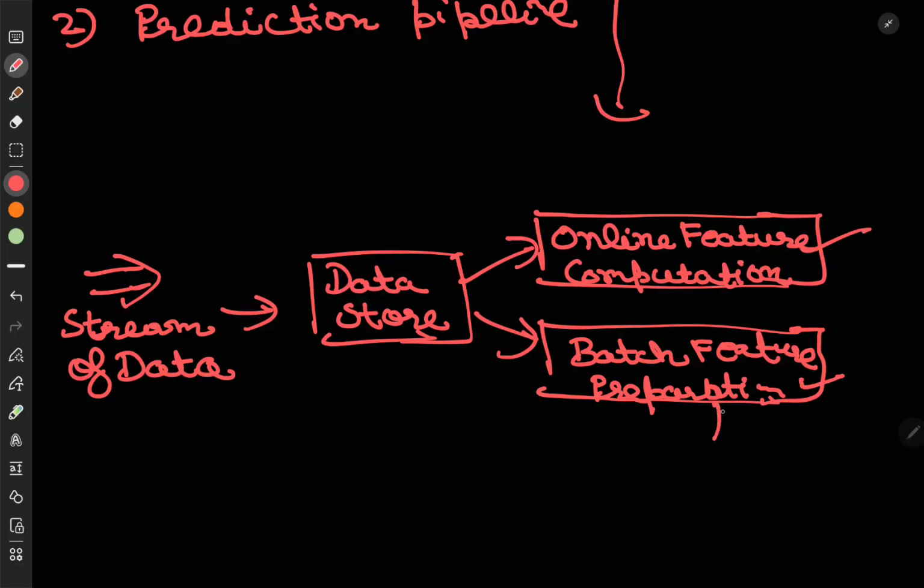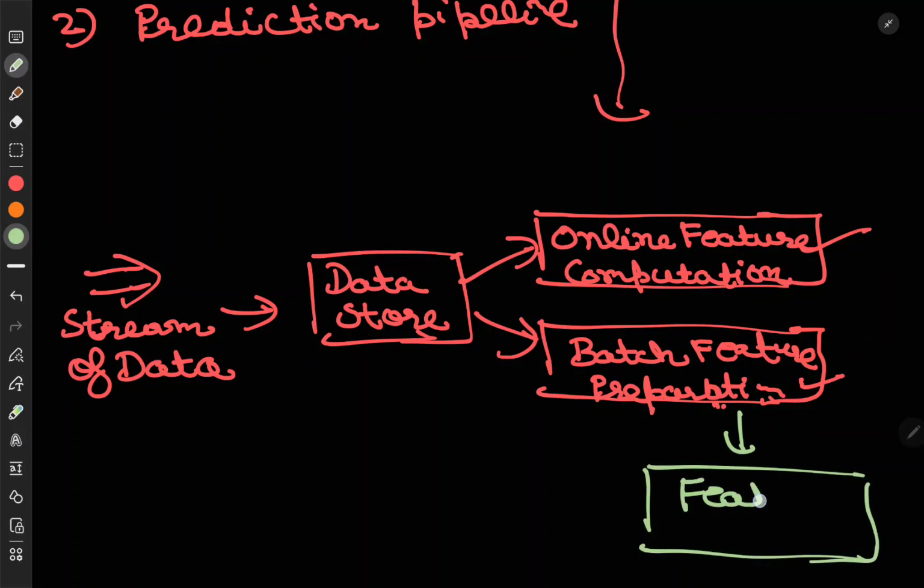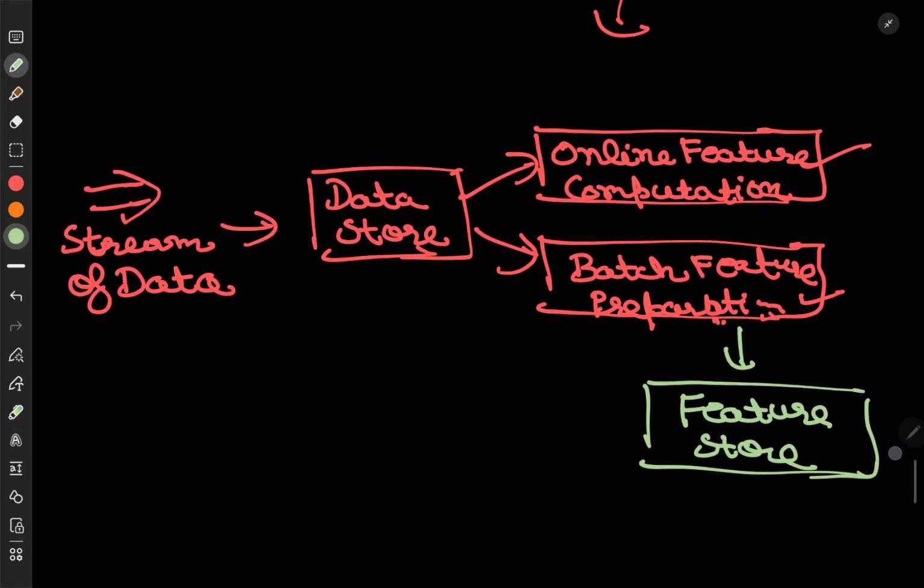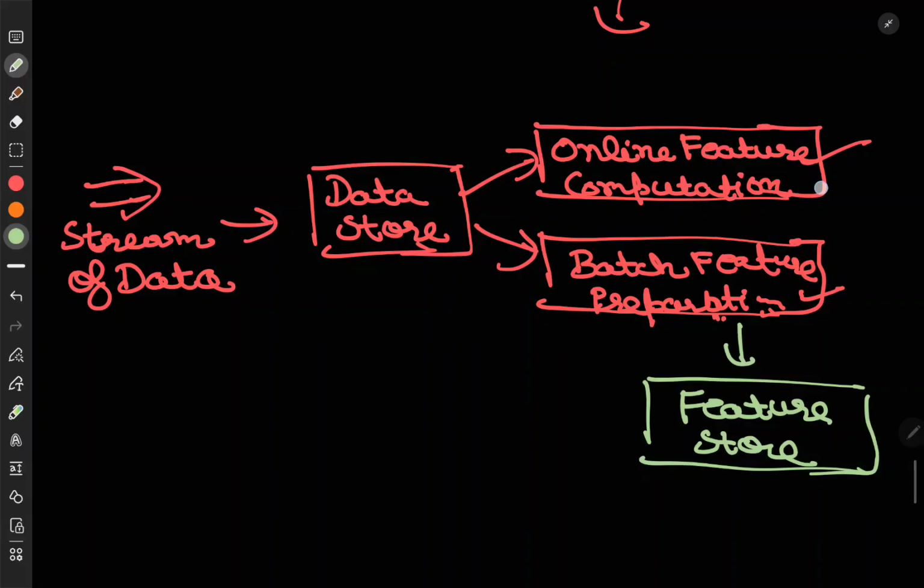And batch feature computation is going to take care of your personality features. That hey, in general, this user likes posts which are related to technology or something which is just related to artificial intelligence. Okay, so all this batch feature computation stuff gets stored in a feature store. Okay, this feature store is something which is taking care of your whole personality in general, what the user likes.